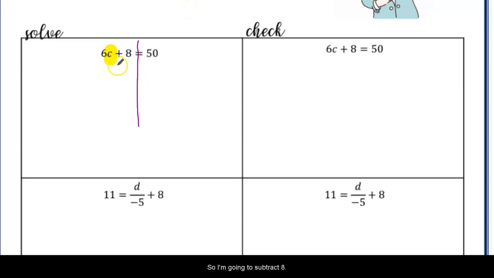So I'm going to subtract 8. I'm going to undo the addition that was done. If I do it to one side, I must do it to the other. Once I subtract the 8, I have 6c remaining over here. I just bring that down because I haven't undone the multiplication yet. And on the other side, 50 minus 8 is 42.